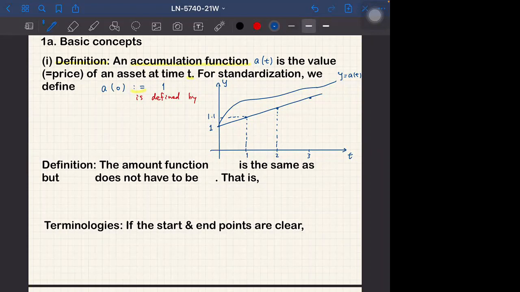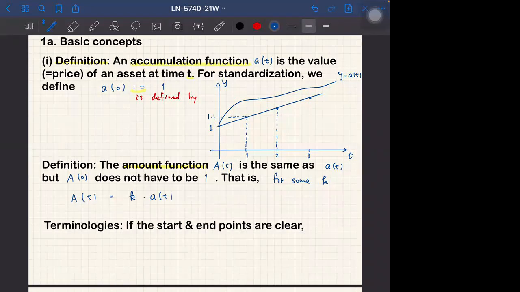Okay, so next, the definition of the amount function. For the amount function, we often use the capital A(t). The amount function capital A(t) is the same as the accumulation function a(t), but the capital A(0) does not have to be 1. That is, A(t) is equal to k times a(t), for some k and some function, the lowercase a(t).